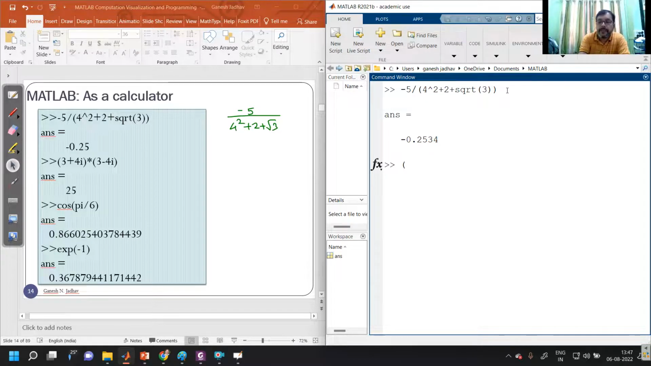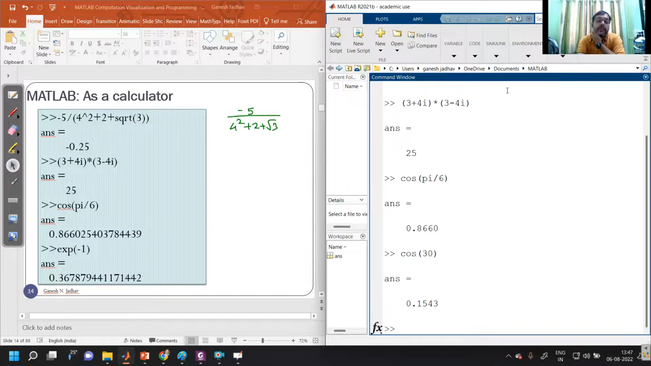Next, 3 plus 4i into 3 minus 4i. If I display this, it will give you the value of that complex multiplication. If I want the cos of pi by 6, I do cos of pi by 6, then it will give you 0.866. See, pi by 6 is equal to 30 degrees. If I give cos 30, it will give me the wrong answer, because the 30 must be in radians. So I have introduced that as pi by 6. So cos 30 will give you a wrong answer.